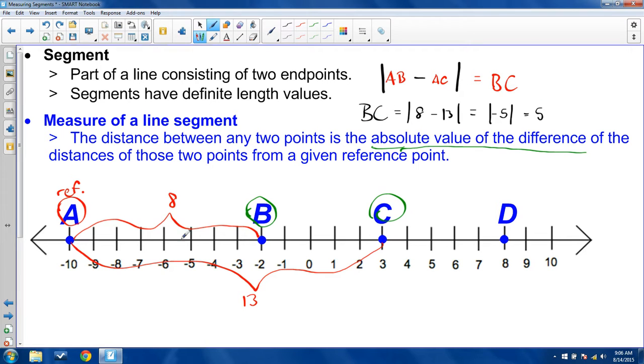And this was a perfect example because I chose the smaller number first and subtracted the larger number from it. Would it change if I did AC minus AB? No. You still do 13 minus 8, and you get 5, and the absolute value of 5 is still 5. So it doesn't change. So that's kind of just what that definition means.